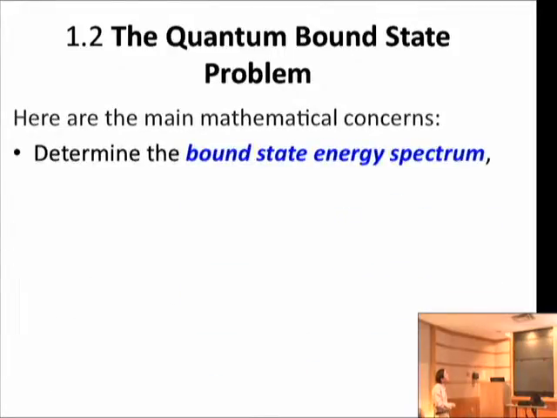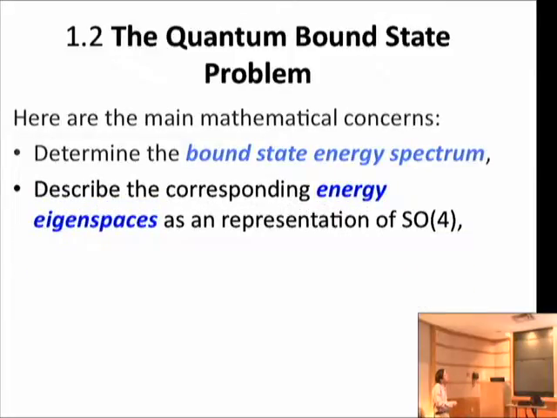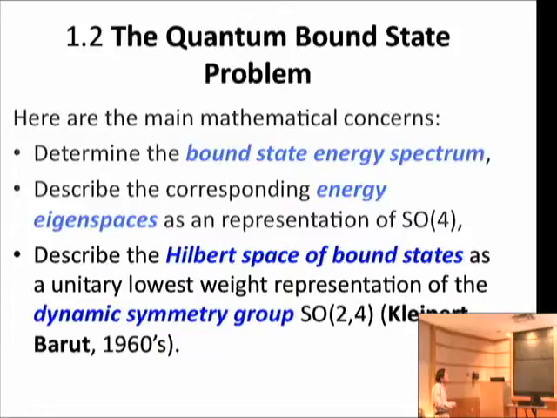And here are the main mathematical concerns. The first, we need to determine the bound state energy spectrum. And the next question is to describe the corresponding energy eigenspace as a representation of this SO4 group. And finally, there is something called the Hilbert space of bound states. Namely, you have lots of energy eigenspaces. You take a direct sum of them, then you take an L2 completion of it. You get a Hilbert space. That Hilbert space is called the Hilbert space of bound states. And that turned out to be a unitary Lie algebra representation of this SO(2,4). And that is a discovery of Kleinert and Barut in the 60s.